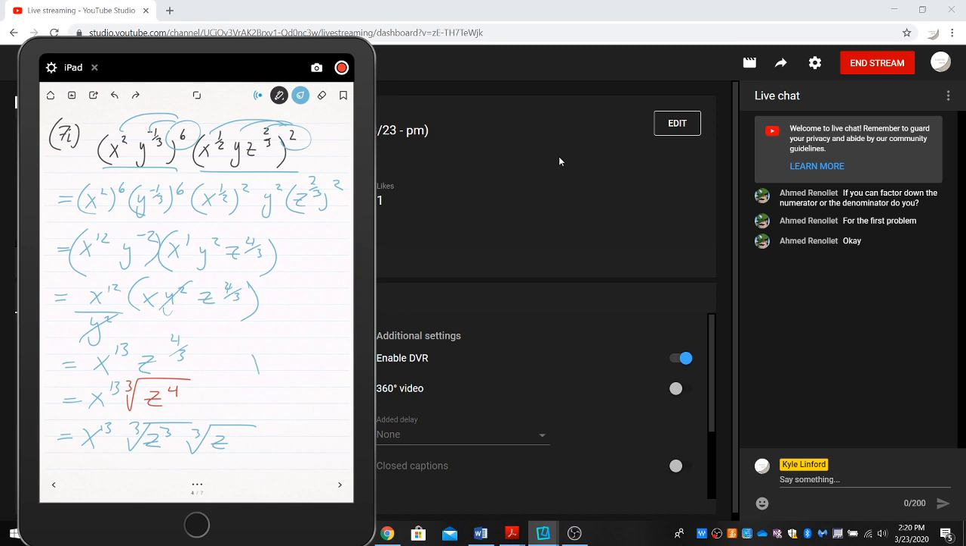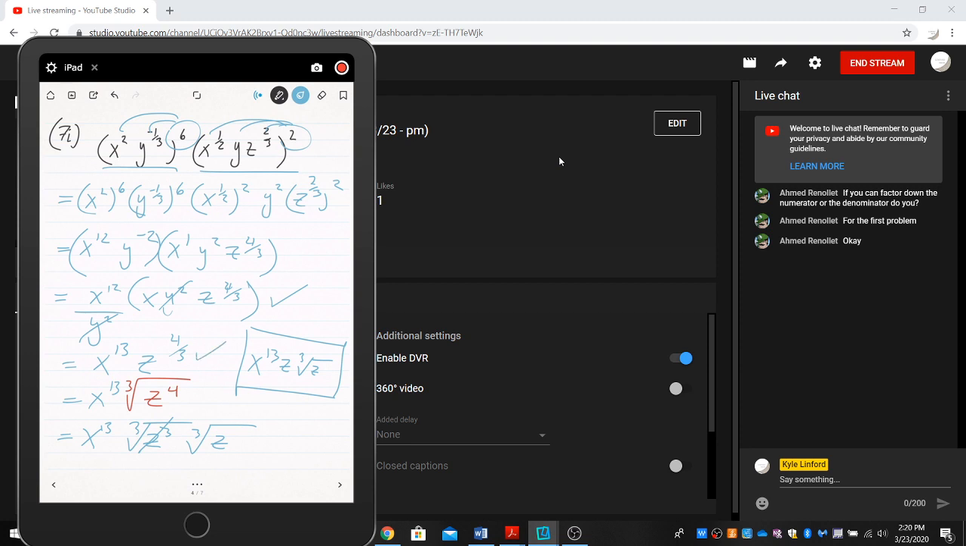So the final answer is x to the 13th. The cube root of z cubed is just z, and the cube root of z just stays as itself. Let me know if you have any questions on this, right? We're moving several steps at once here. This first part should be fairly simple, right?